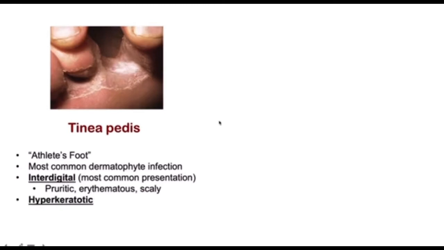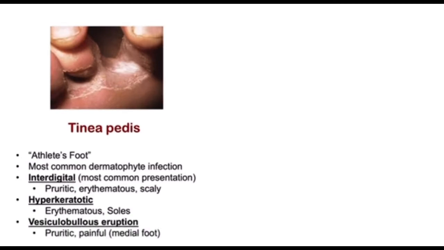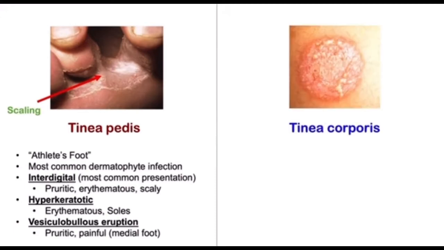Another presentation is a hyperkeratotic presentation. Again, this one's erythematous, but mostly involves the soles of the feet. The other one is a vesiculobullous eruption. Again, this can be pruritic, so itchy, but also very painful, and it happens on the medial foot. So interdigital, between the toes; hyperkeratotic is normally on the soles of the feet; and a vesiculobullous eruption occurs on the medial foot. Again, if we take a look at this image, we can see the noticeable scaling in this interdigital presentation.